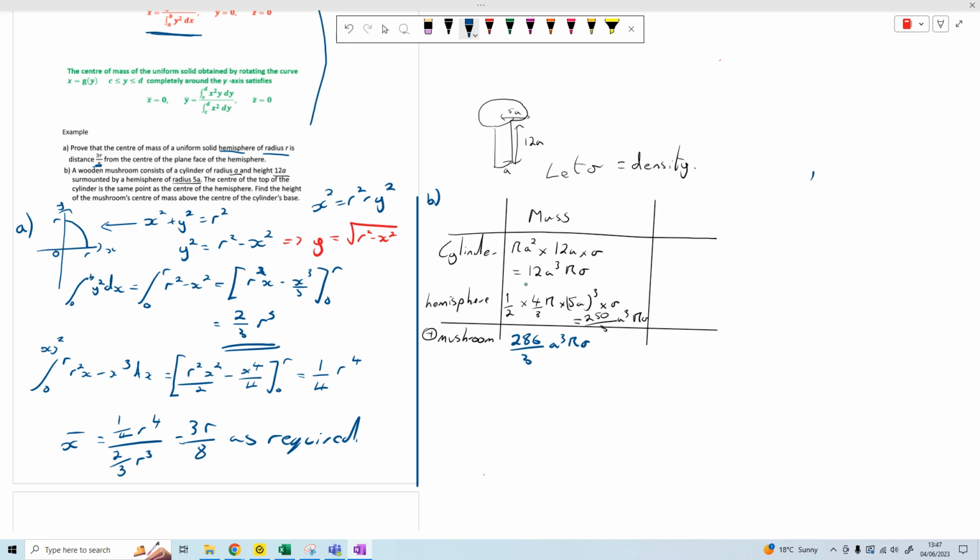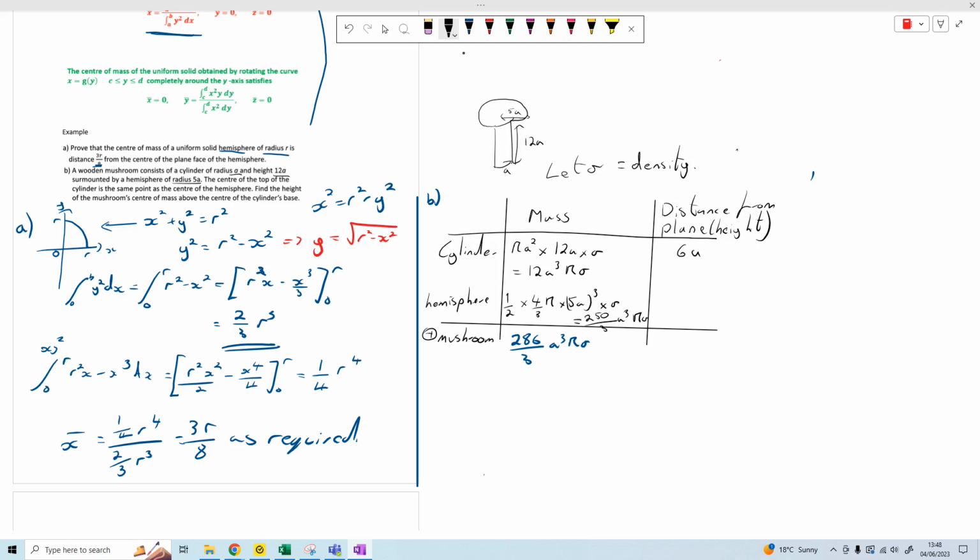Okay, so the next column is going to be my distance from the plane, or we can just say height as well. It's the other thing that I'm looking at. Okay, now the cylinder should be nice and easy. It's simply just going to be halfway up the cylinder, so it's going to be 6a.